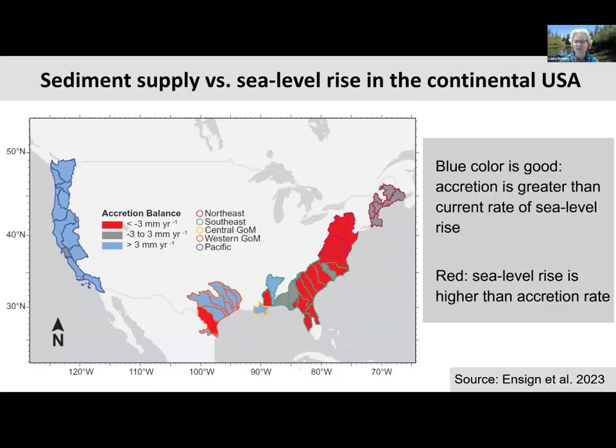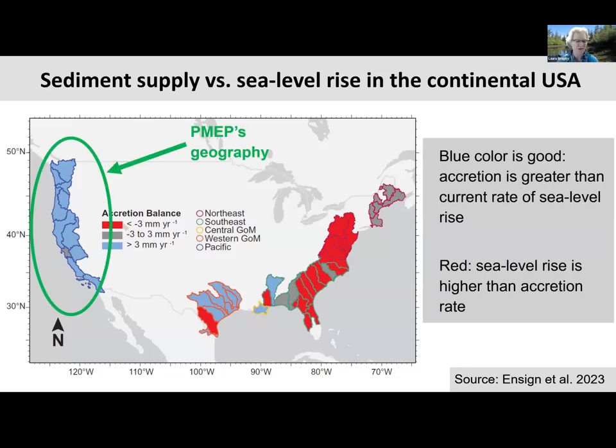So Scott Ensign worked with Aaron Peck and Joanne Halls to model accretion balance on all continental U.S. coastlines. The blue watersheds are the ones where they estimated the accretion is greater than sea level rise, but the red areas have sea level rise greater than accretion. And the important point here is that the West Coast has a much more favorable accretion balance. That happens to be PMEP's geography, too.